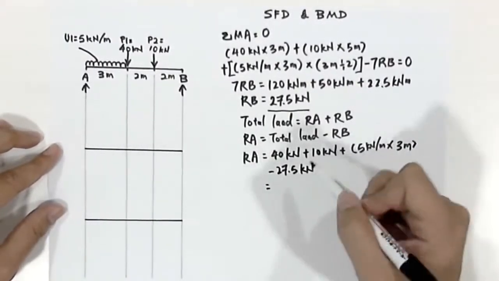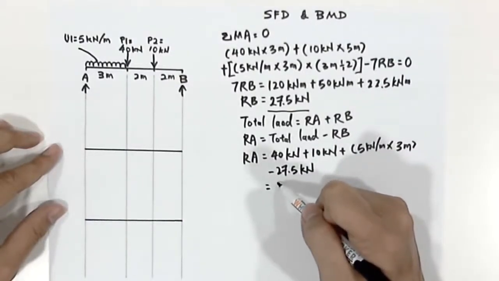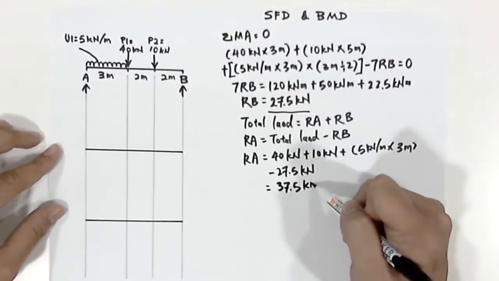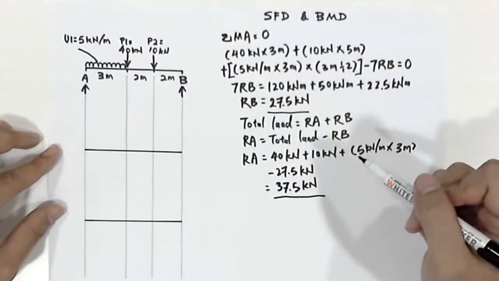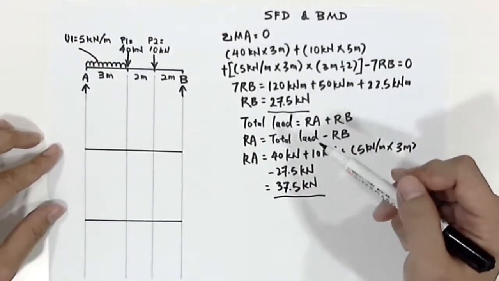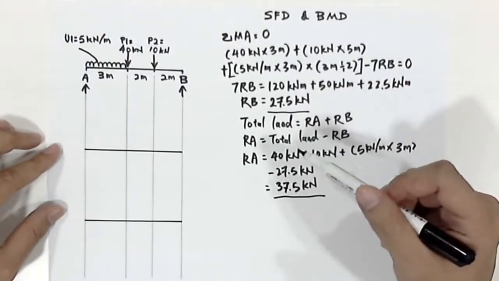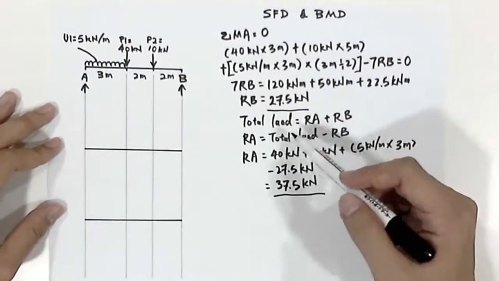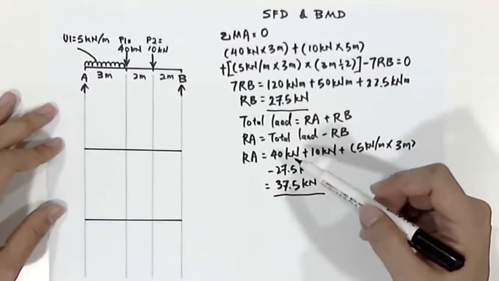Okay, so if you solve this calculation, what we'll get is 37.5 kilonewton. So this is our RA. Once we have RA and RB, we can start to work on our shear force diagram. By using a graphical method, we can draw the shear force diagram.